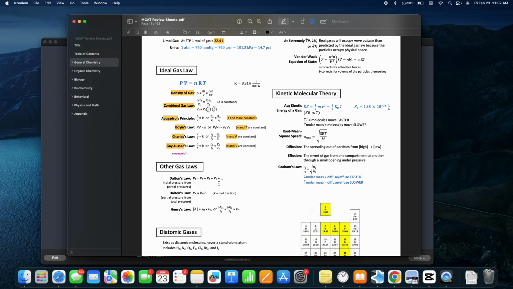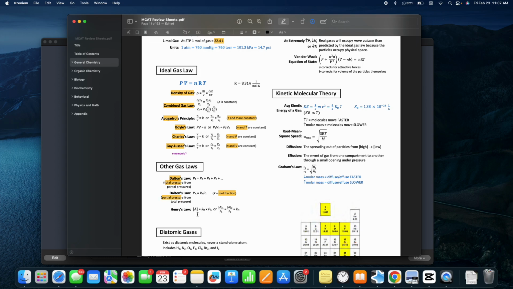Then we have other gas laws. So Dalton's law, P total, total pressure from partial pressures. So pressure total equals the pressure of A plus B plus C. And another Dalton's law for partial pressure from total pressure. So partial pressure of A equals XA, X being the mole fraction, of the total pressure.